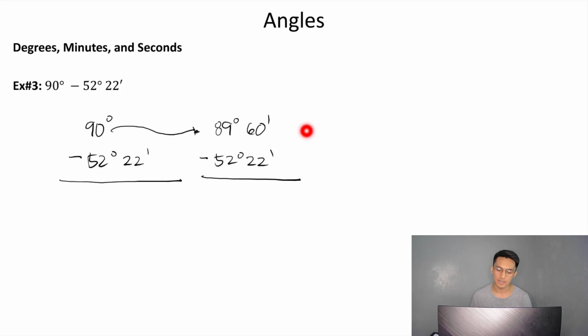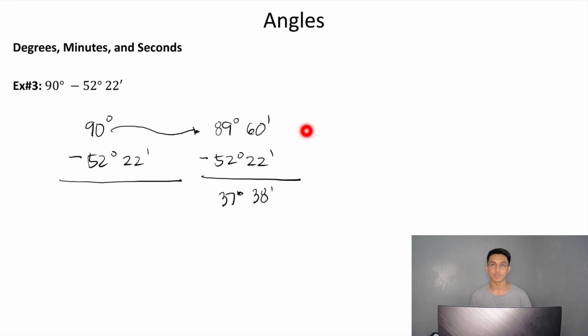So, let's start the subtraction. 60 minutes minus 22 minutes. We have 38 minutes. And then, we have 89 degrees na lang kasi nga binawasan nga natin ng 1 degree. Nilagay natin sa part ng minutes. Okay? So, we have 89 minus 52. The answer is 37 degrees. Ibig sabihin, 90 degrees minus 52 degrees and 22 minutes is equal to 37 degrees and 38 minutes.